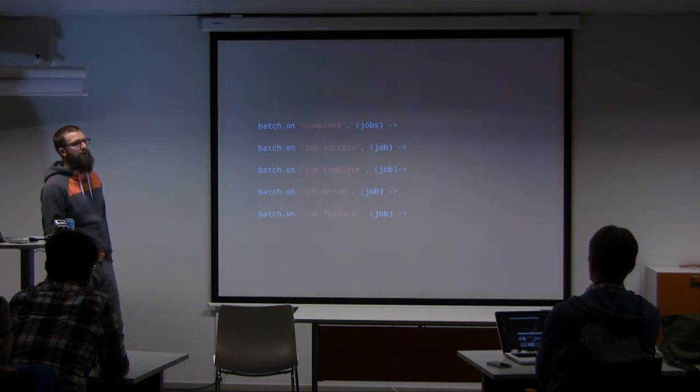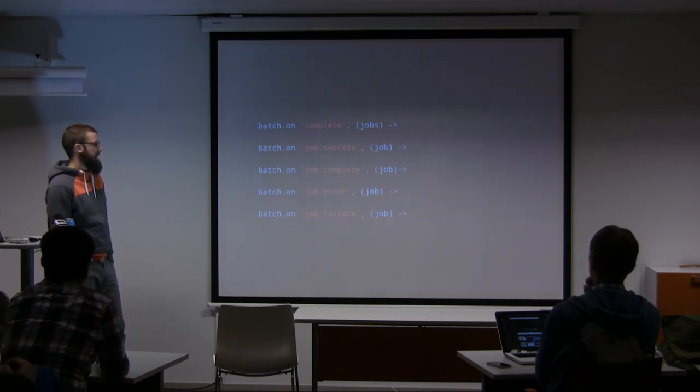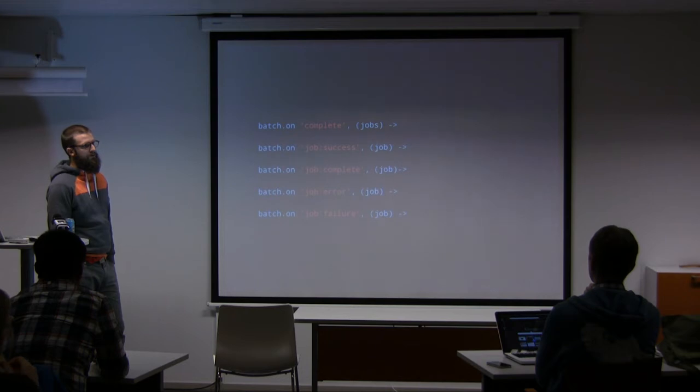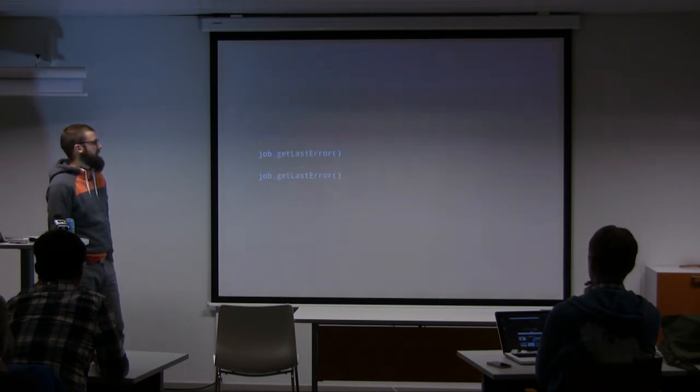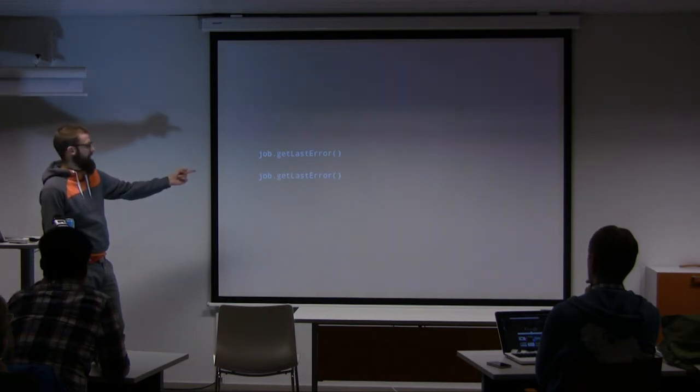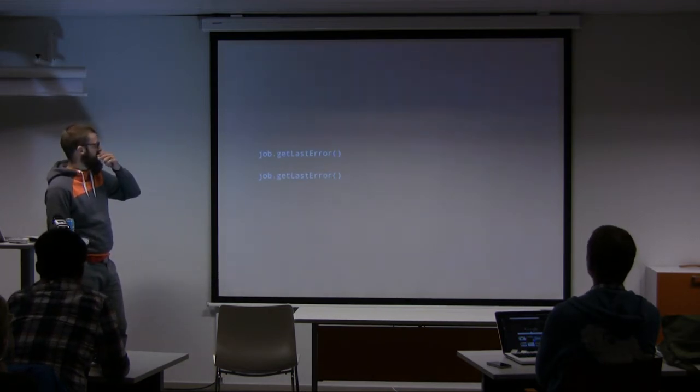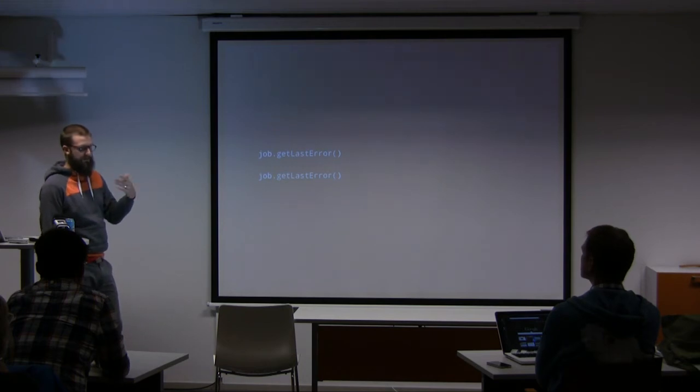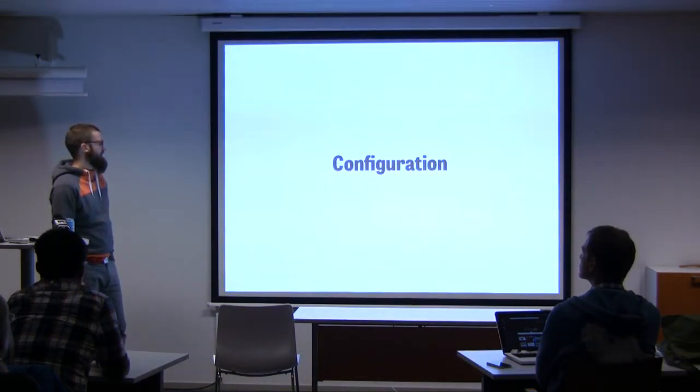We can keep track of when the whole batch of jobs is done, and the batch will also fire events for each individual job. This is nice if you need to do something like I had to do for the heart rate measuring. And again, these job events are the same that you get for the job, and since these only pass the job, you can get the last error that occurred on the job, and sorry, there's a typo here, and the end result of the data that the job has returned.